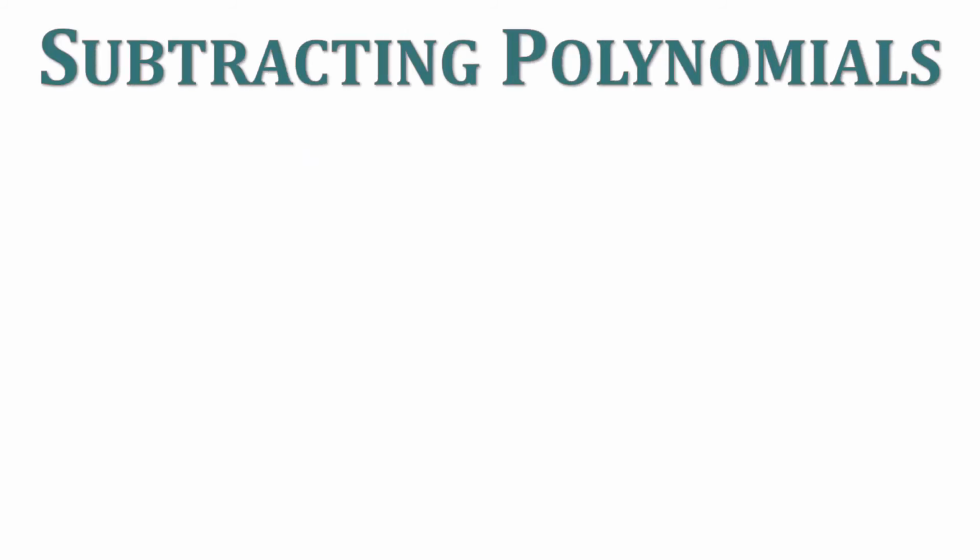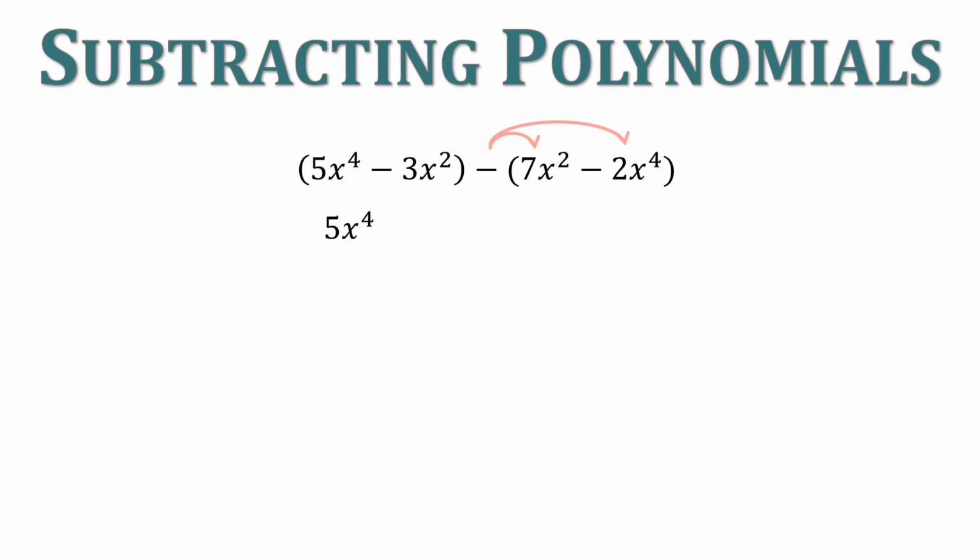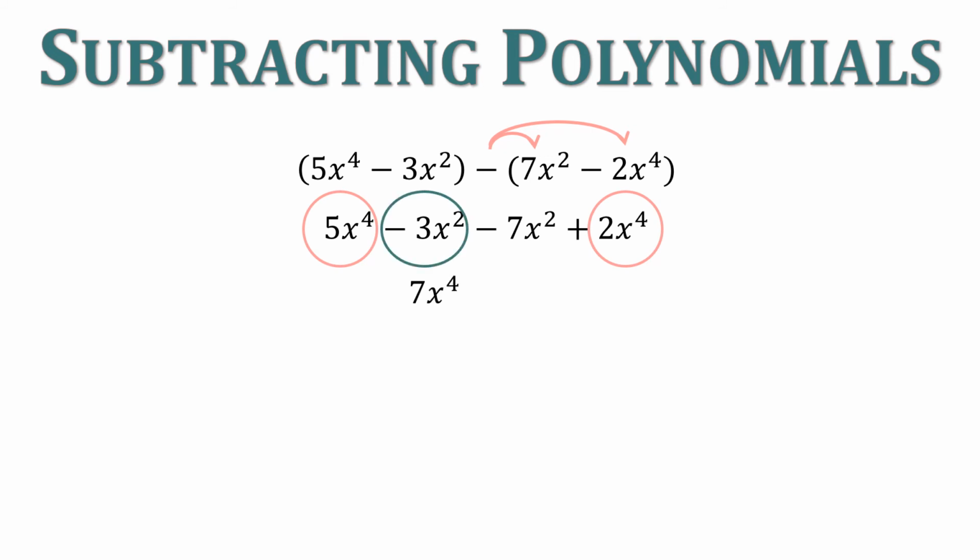What about subtracting polynomials? Well, this is very similar, except there's going to be one additional step. Before I begin subtracting, I'm going to distribute the negative so I don't make any calculation mistakes. So I have 5x to the 4th minus 3x squared minus 7x squared plus 2x to the 4th. At this point, I'm back to the same as our previous example by combining like terms. 5x to the 4th and 2x to the 4th is 7x to the 4th. Negative 3x squared and negative 7x squared is negative 10x squared. So this one, our power is 4. It has 2 terms. This one is called a quartic binomial.